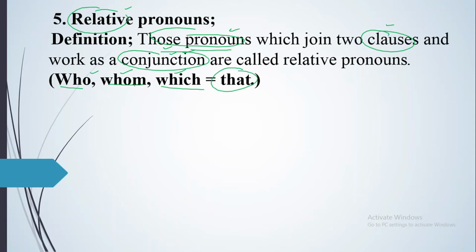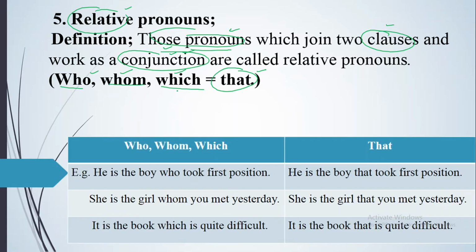Keep in your mind, when you bring them at the beginning of a sentence, they are called interrogative pronouns. When you put ever with them at the beginning, they are called emphatic interrogative pronouns. But when you bring them in between to join two clauses, then they are called relative pronouns. Who, whom and which will be working as that. That is a conjunction and you will be using them as relative pronouns. We will look at the examples here: who, whom and which, the three are equal to that.